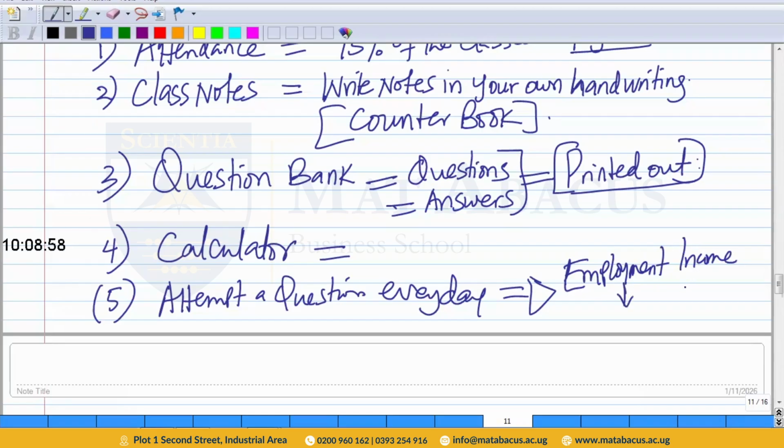ISPAL started setting exams many years ago, since around 1995. So if you have a question bank that starts from 2016 to 2025, this is your question bank. How many years are these? These are 10 years. So if these are 10 years and in each year there are 3 sittings, times 3, these are 30 questions. So meaning that you have 30 questions of employment income you can do.